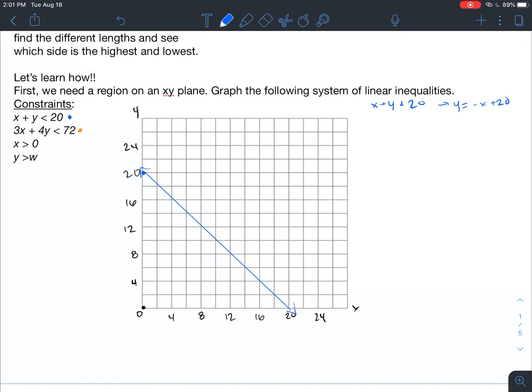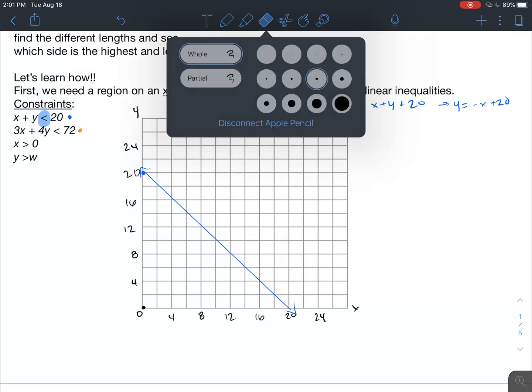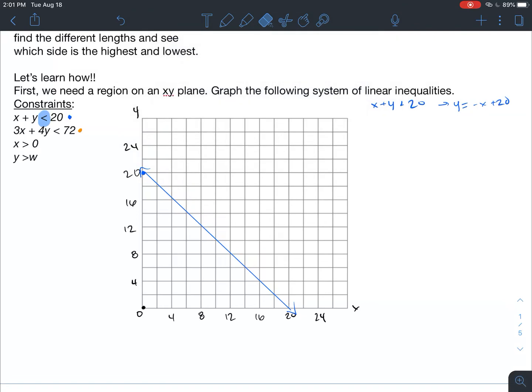And then, continuing on from when we were graphing inequalities, we have to remember that this is less than and not equal to. So what that means is that we are going to make this a dashed line.